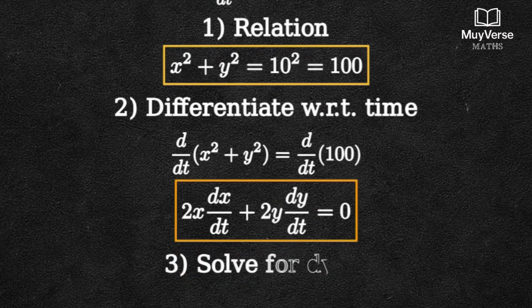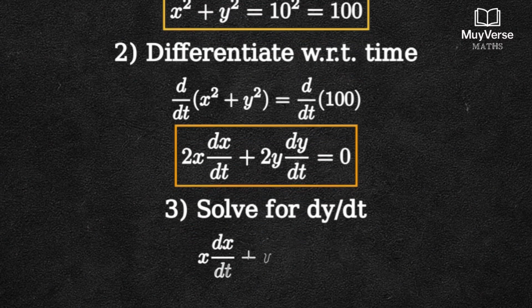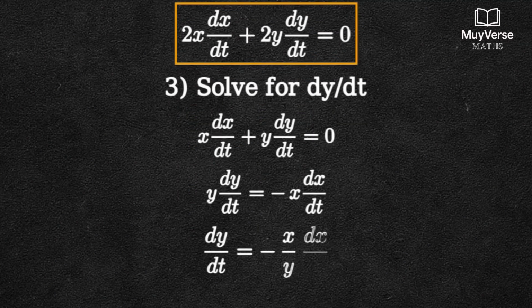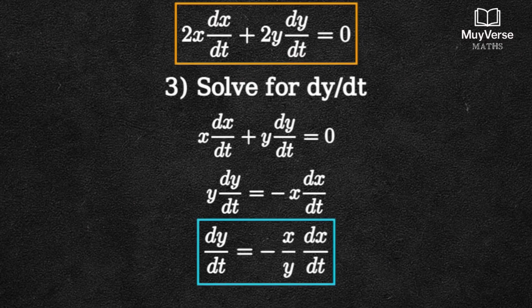Step 3. Solve algebraically for dy by dt. First divide by 2. Move the x term to the other side. Now isolate dy by dt. We get negative x over y times dx by dt.